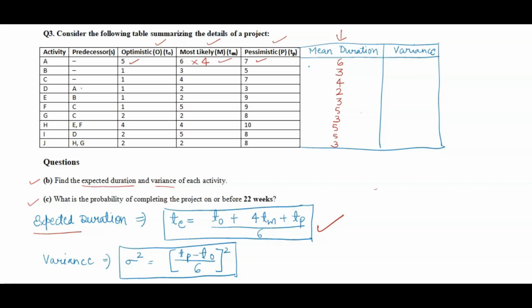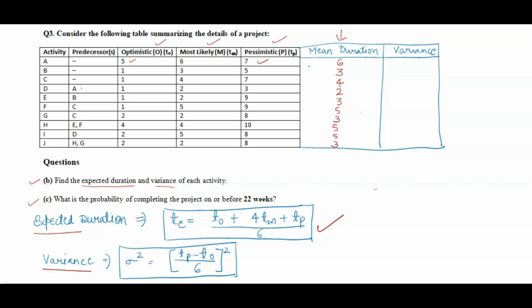Now the second thing is we have to find the variance. Variance is denoted by this symbol. Variance equals TP minus TO divided by 6, whole square. So for variance we need only the pessimistic and optimistic times: pessimistic time minus optimistic time, divided by 6, and the whole square of that. We'll start with the first activity, A. From pessimistic we subtract optimistic, so 7 minus 5 is 2.